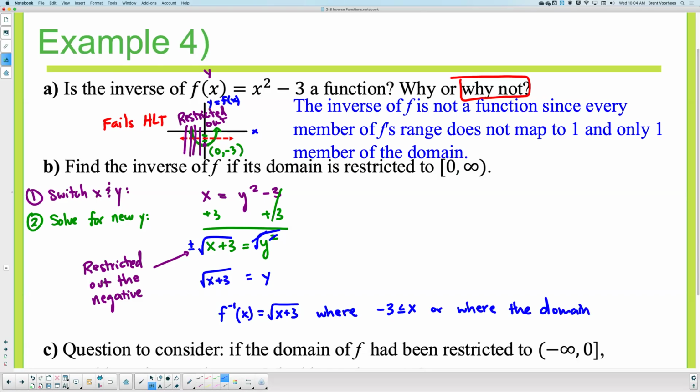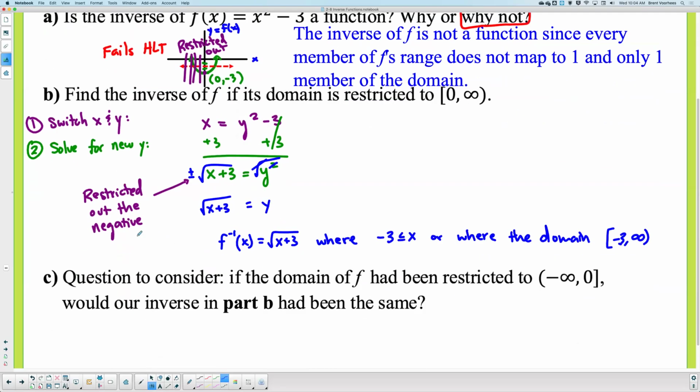and you'd put the restriction instead of 0 to infinity, we would say -3 to infinity because that was the original range. It was down from -3 to infinity. And since we're switching x and y, we're switching domain and range. So this one's range becomes this one's domain. So that would be the restriction.